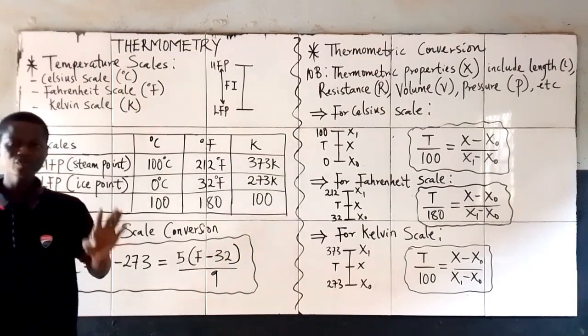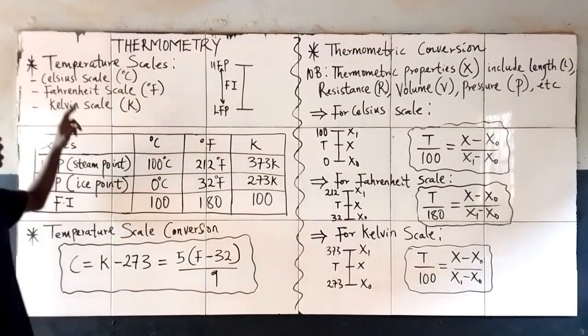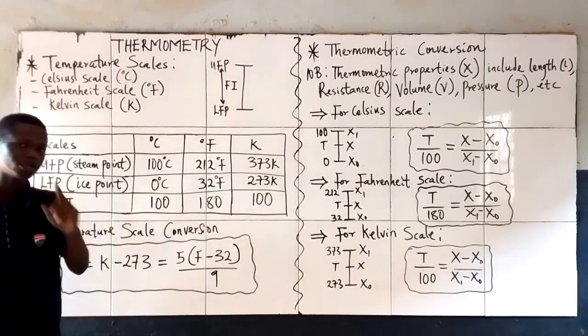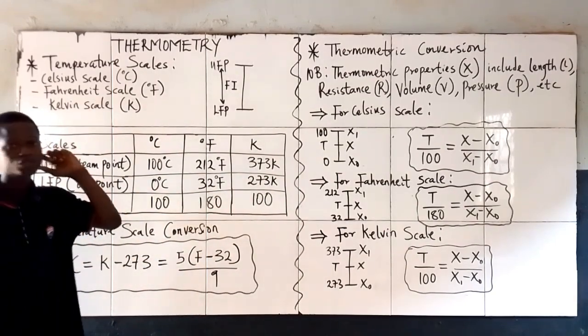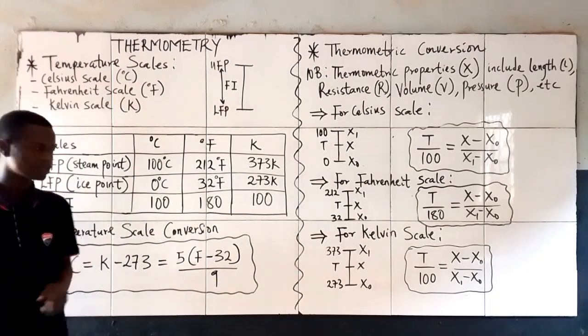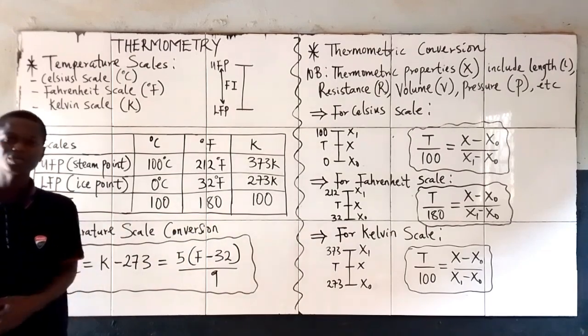And there are three major scales, though there are others. We have the Celsius scale, we have the Fahrenheit scale, and lastly we have the Kelvin scale. I must bring to your notice also that the Celsius scale is also called the Centigrade scale, while the Kelvin scale is also called the Thermodynamic scale.